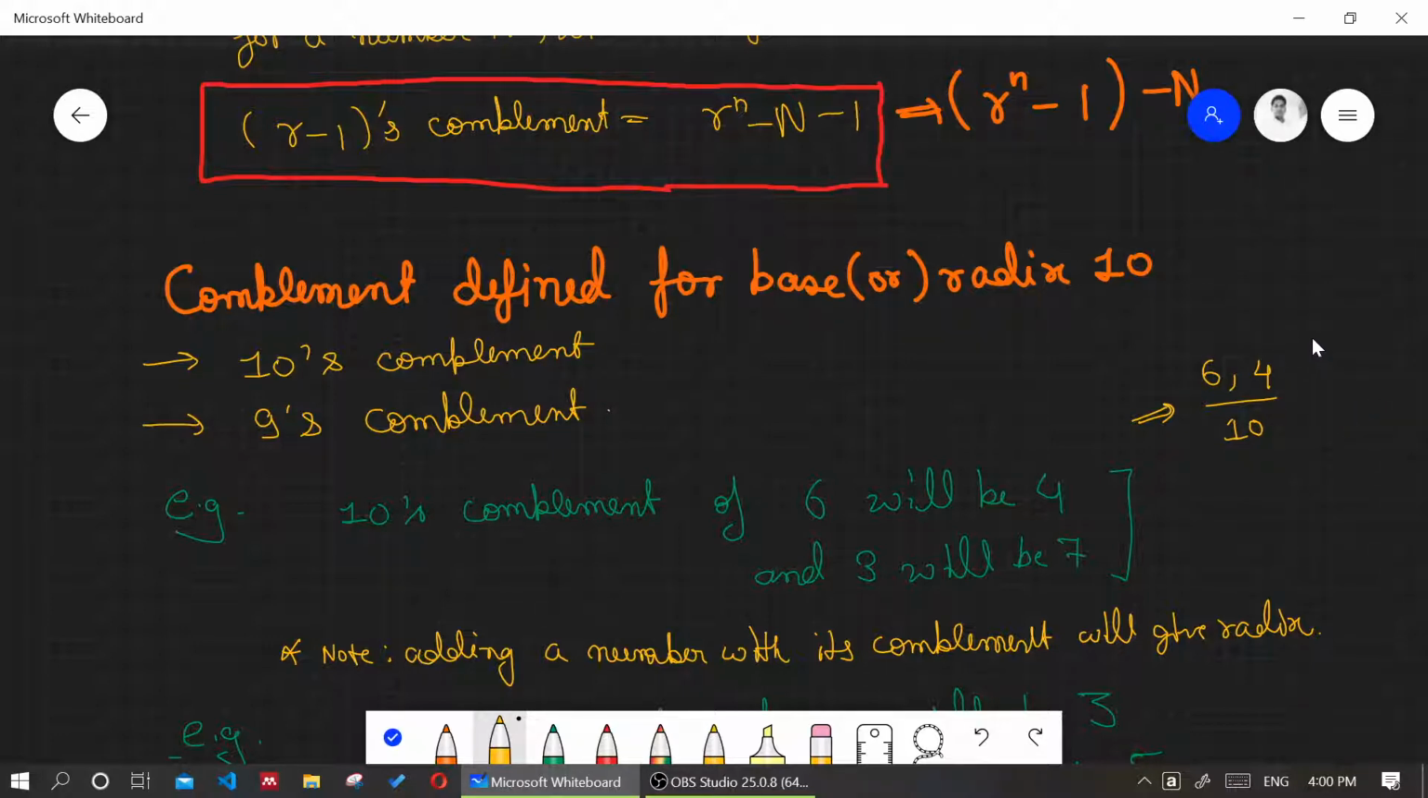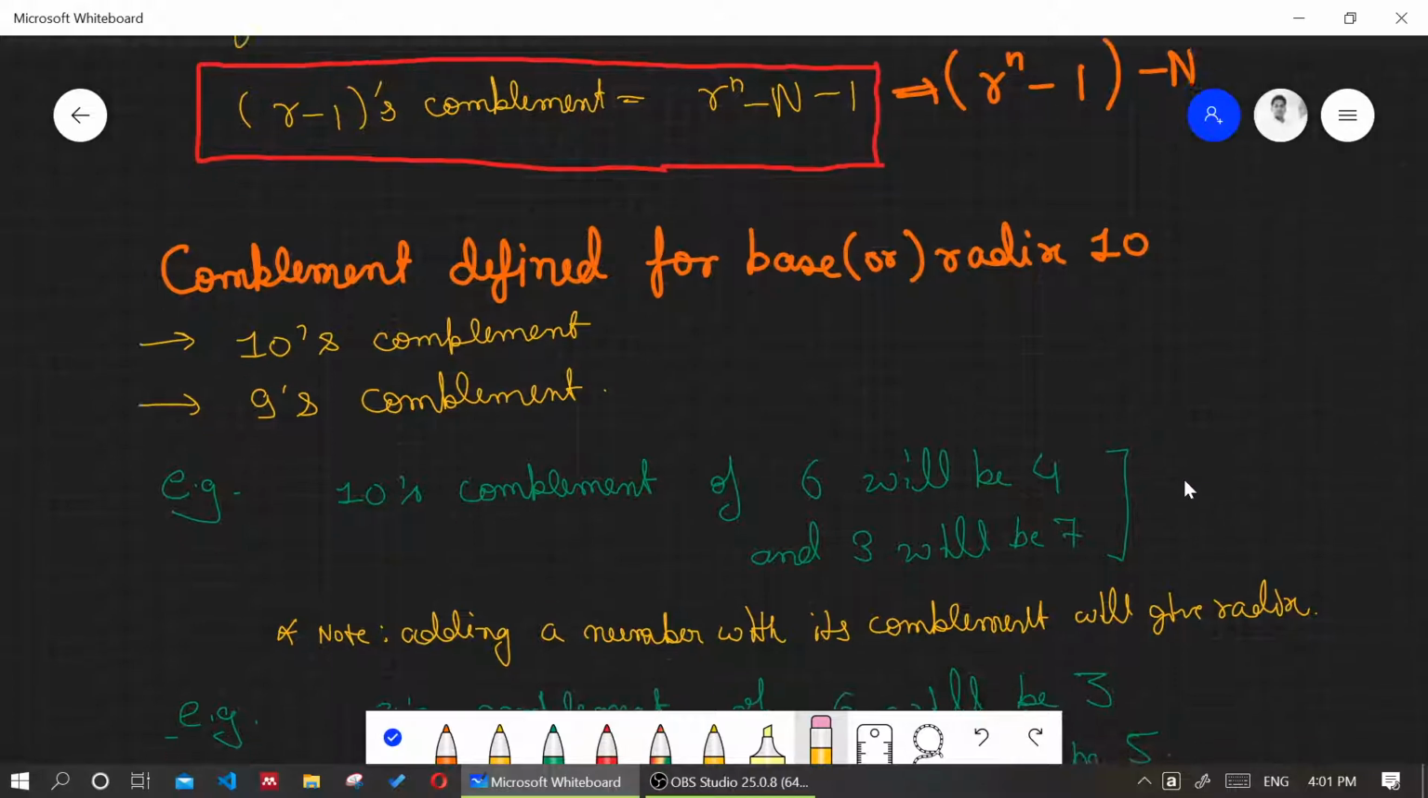Like for a 2-digit number, suppose you have the number 64, its complement will be what? 36. Summing up leads to 10 raised to the power 2 for a 2-digit number. So this is how complements are defined, and this property of a complement helps in different types of binary arithmetic and decimal arithmetic.